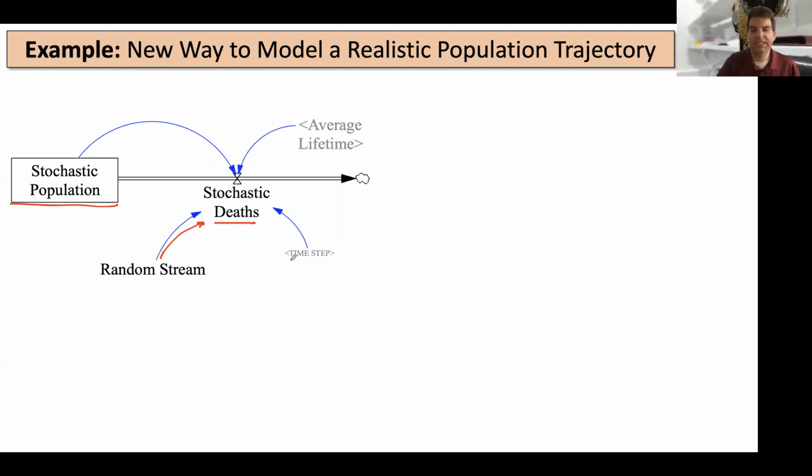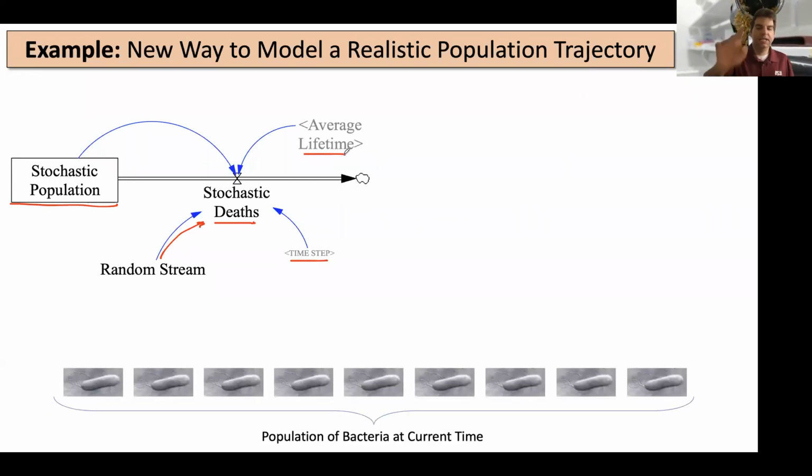And I'm also going to need this time step, which shows up as a hidden variable. So this is like your DT length. And then I still put in the average lifetime coming in here. Now let's see how all this works. So I'm going to have a certain population at the current time. So I'm just drawing all of my bacteria at the current time. I've got no fractional bacteria anymore. I've just got a whole number of bacteria.